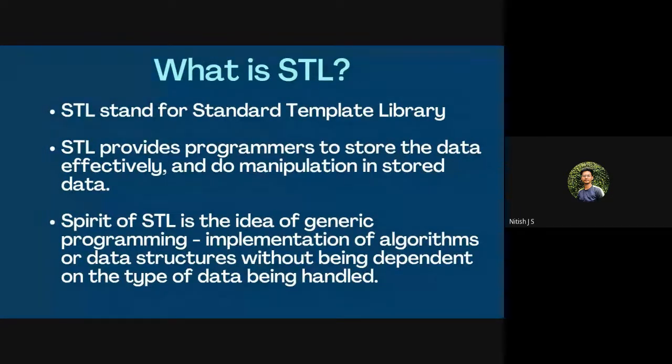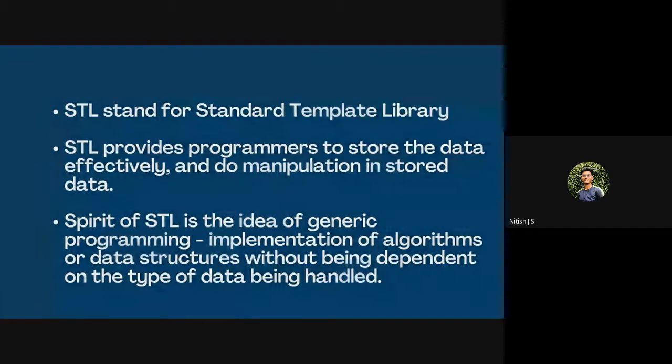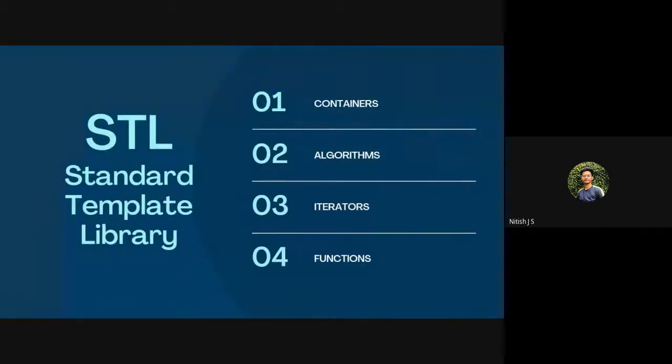Now we look into the major components of STL. We have four major components, and they are containers, algorithms, iterators, and functions. We'll be discussing containers, algorithms, and iterators in this session. And before discussing each component, let us see why we should use STL.